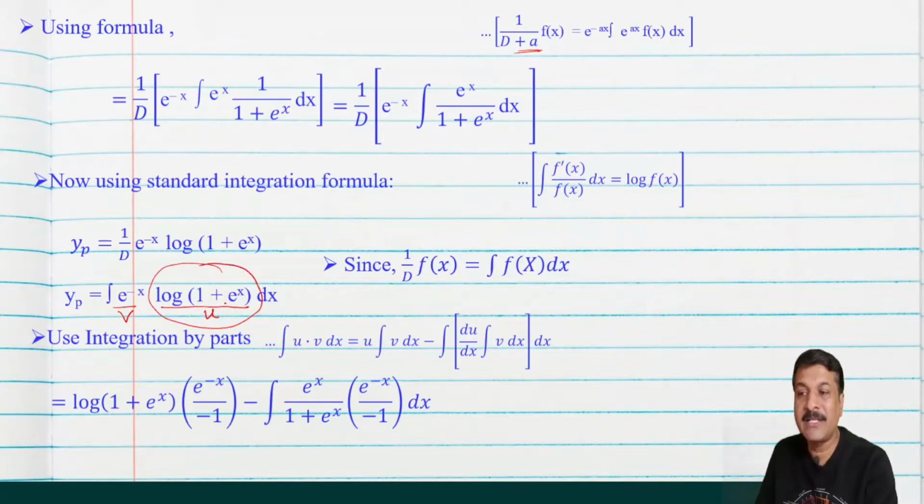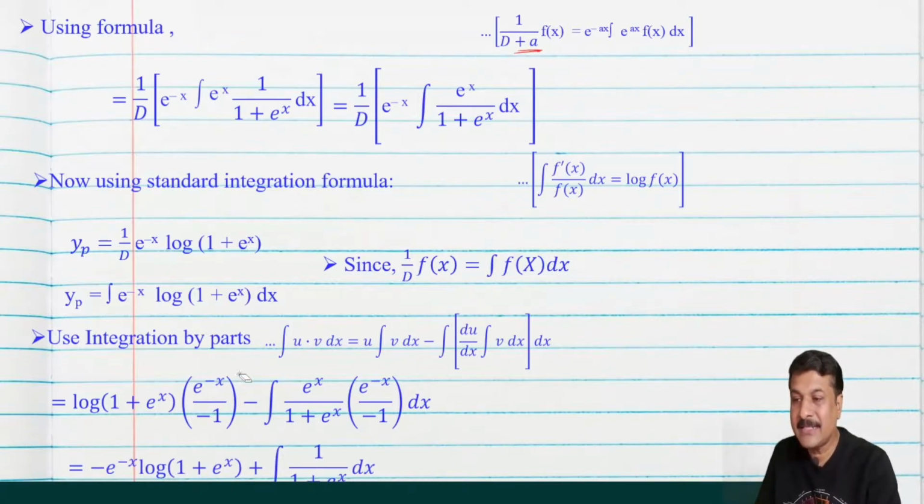this one. What is the derivative of log? This is 1 upon 1 plus e raised to x into the derivative of this one, which is e raised to x. So I am getting e raised to x upon 1 plus e raised to x, and the integration of this one is e raised to minus x upon minus 1. So simplify this. So I am getting this minus outside, so plus here e raised to x and e raised to minus x. Here I am getting e raised to 0x, that is nothing but 1.